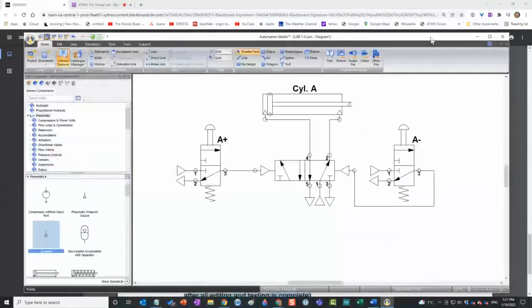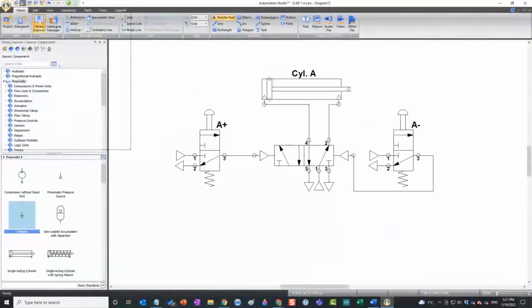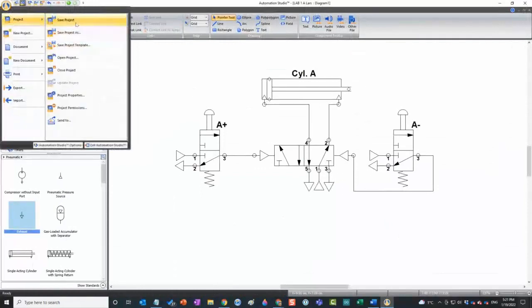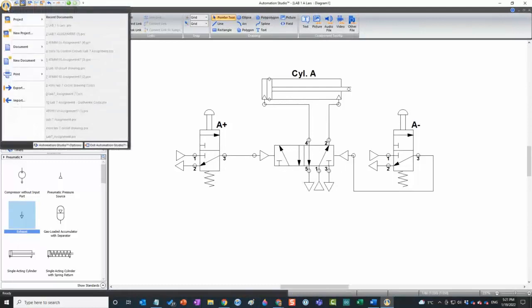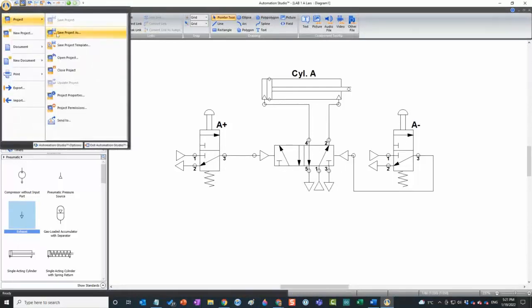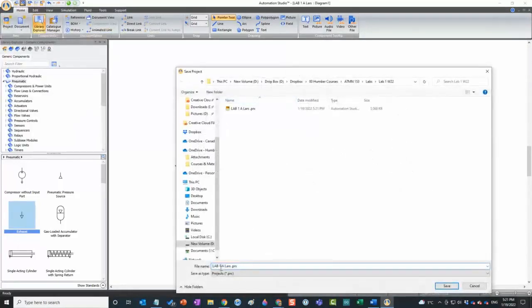So I'm actually going to take this exact thing. Again, I'm going to make sure I save it. Okay. Now I'm going to go over here and say project, save project as, and I'm going to call this part B. Save.